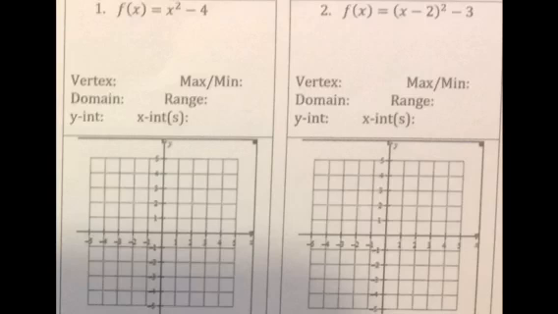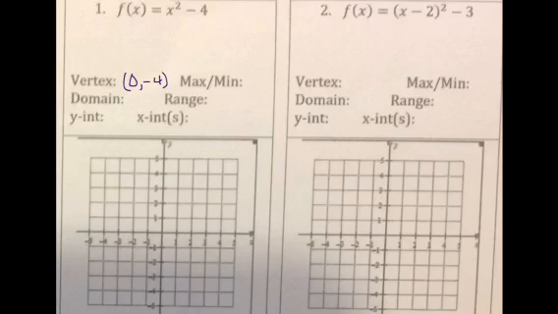For number 1, like I said, first thing we're going to do is find the vertex, and remember the vertex is (h, k). Since there is nothing added after the x, h is 0 and then k is negative 4. So 0, negative 4.